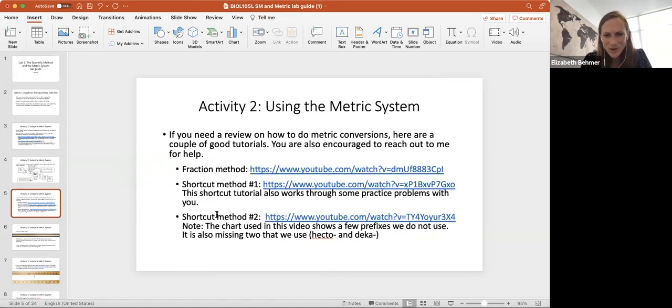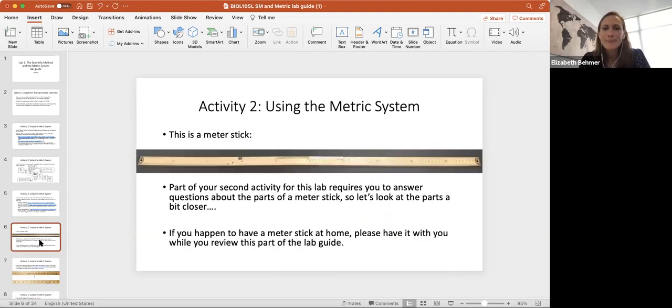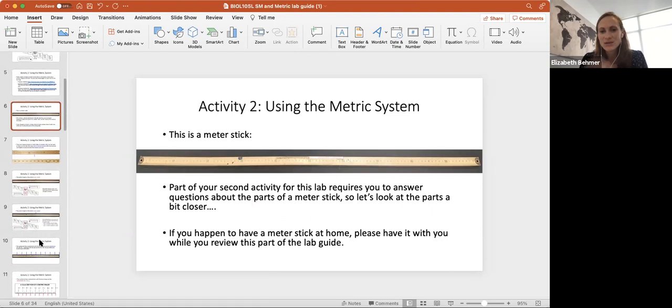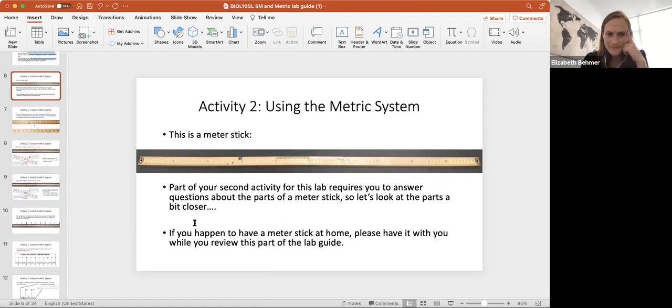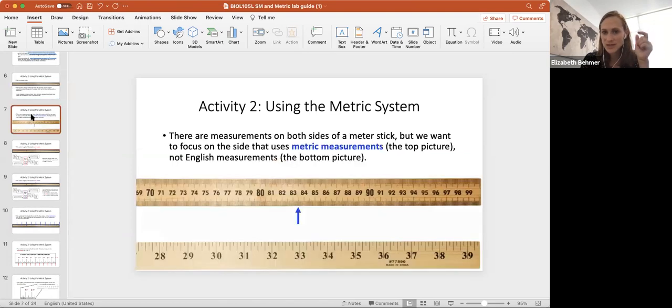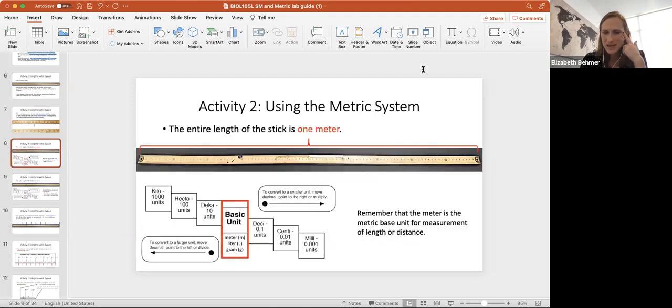The fraction method, shortcut method, here are even more reviews on how to do metric system conversions. But the following questions take you through the meter stick. And they give you activities for how to use a meter stick. They'll ask you questions about how many things make up parts of a meter stick. I'm going to move over some of this rather quickly, but I'm going to let you guys work through some of this on your own, if that's okay.